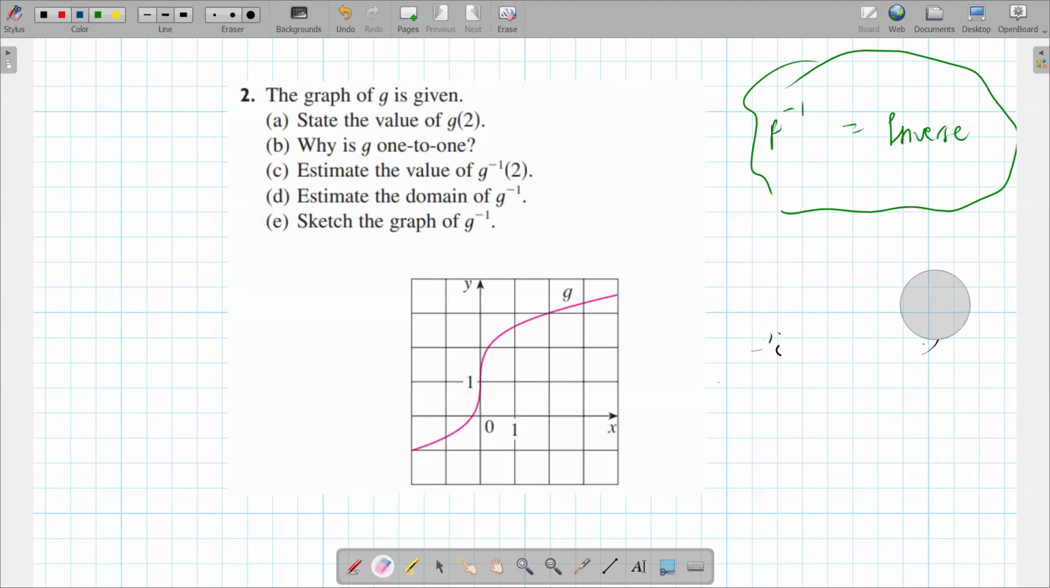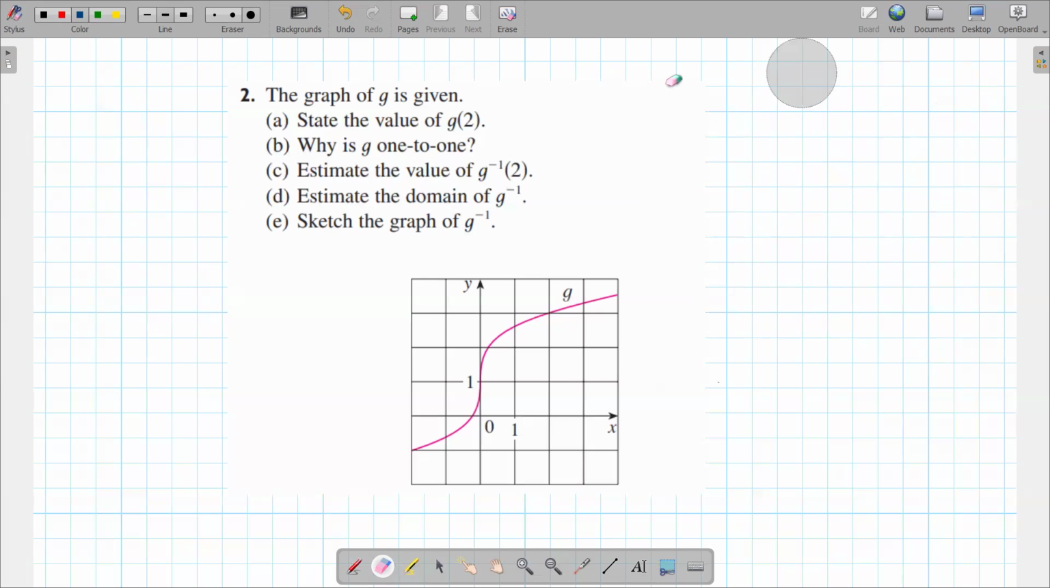I'll help you. Part A, state the value of G of 2. I think that's a simple question. It's just asking you the y value when the x value is 2. So it looks like it's a 3. Do you agree? It's about a 3. Maybe we label these here. So 2, 3, -1. All right, so the answer to this is 3.